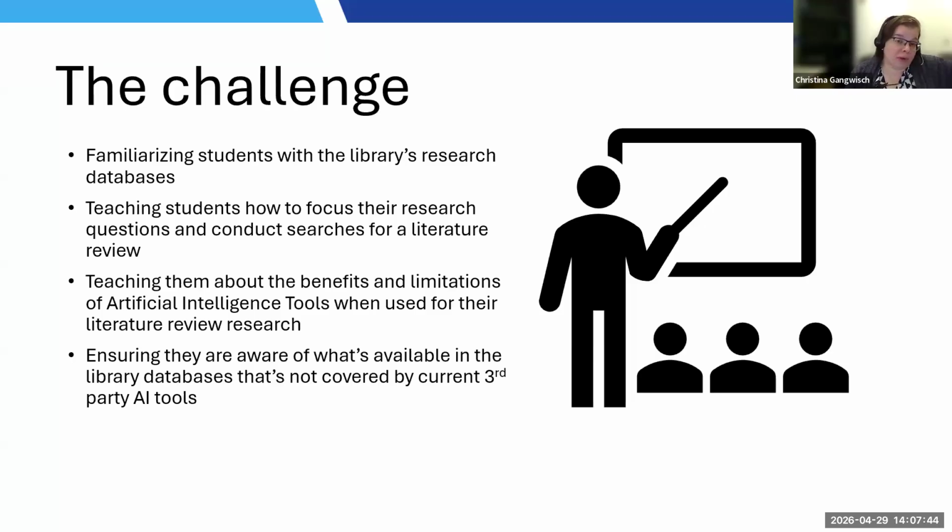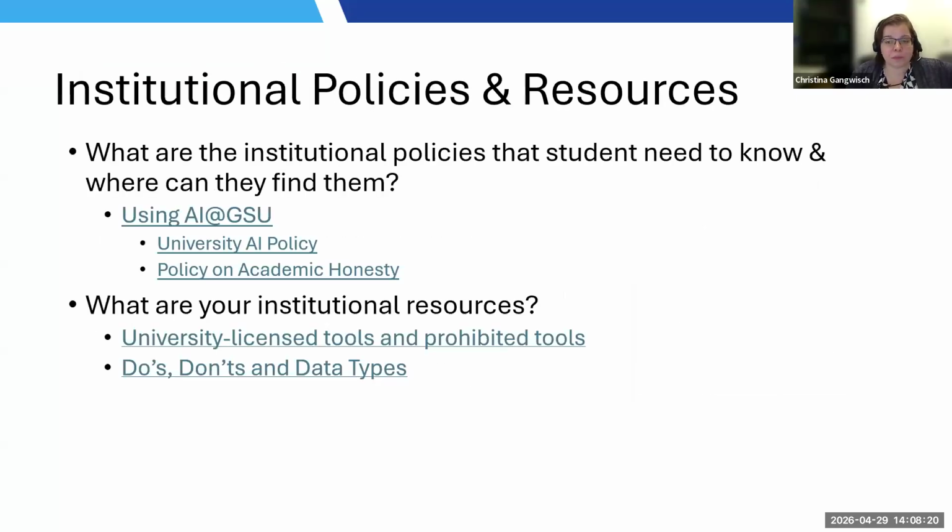Most of them are also, as we've discussed, very curious about artificial intelligence tools and how they can use this new and emerging technology to really help them specifically with their literature reviews. But they're also not really sure which tools are out there, and which ones they should be using and what the benefits and limitations of those tools are. And one of my challenges really too is also to make sure that they know how much information our databases cover that isn't necessarily accessible through third-party tools. So there's a lot of complex issues that we have to cover.